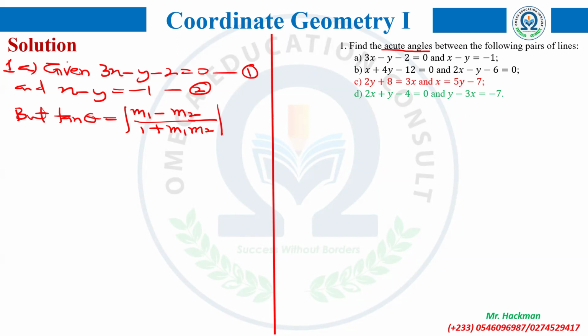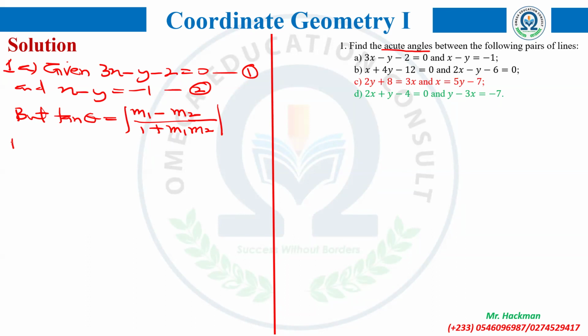Where theta is your acute angle, take notes. Okay, so now we need to find M1 and M2. Remember, M1 will be the gradient of maybe the first line, and M2 will be the gradient of the second line. So if I want to get the gradient of the first line, I have to work on equation 1.